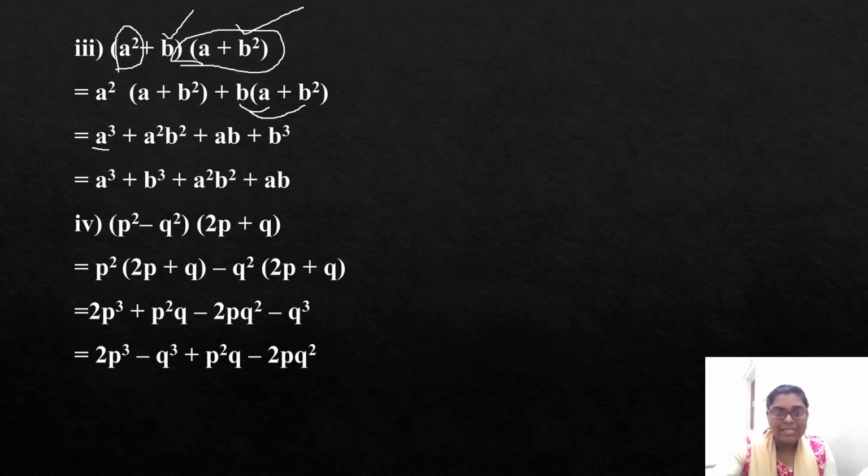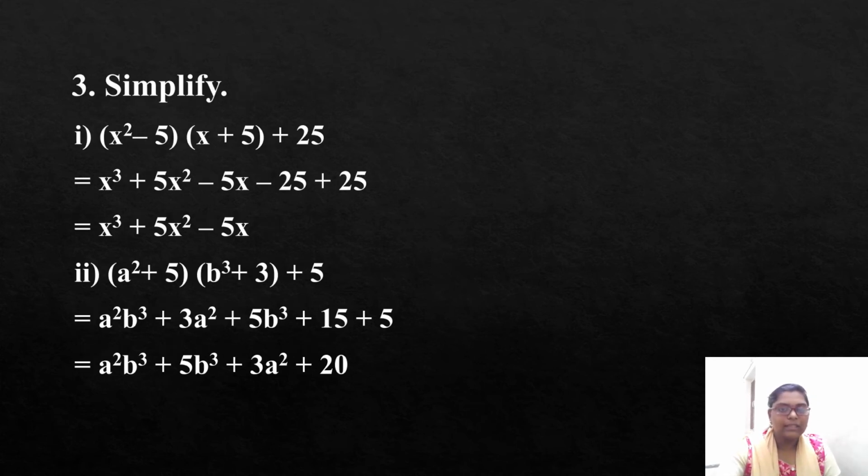Once you know the basic multiplication method, the first term you have to take and multiply with the whole term, and the second term you have to take and multiply with the whole term. Next, simplify. See, x square minus 5, x plus 5 plus 25. These two terms are in multiplication. So first multiply these two terms.